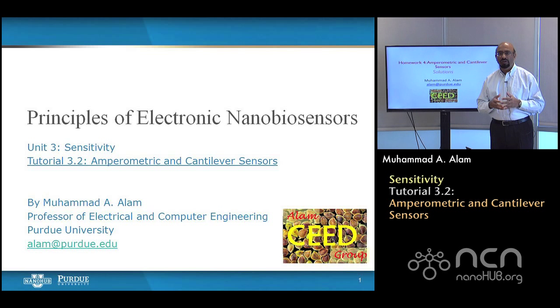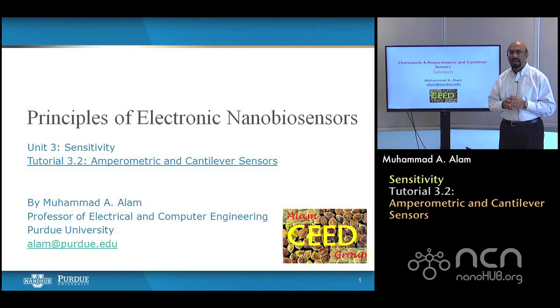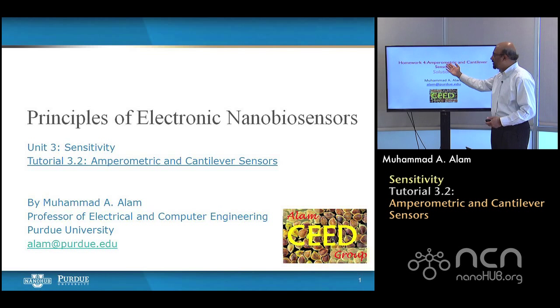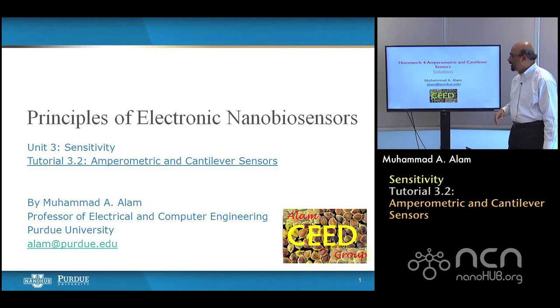So I'll give you a few examples and hints, because the solution manuals are all available to you, and so you should take a look. But let me just work out a few of the homework problems so that you know what to look for. So I'll have maybe two examples from the amperometric sensors and a few from the cantilever sensors, and then we'll be done.